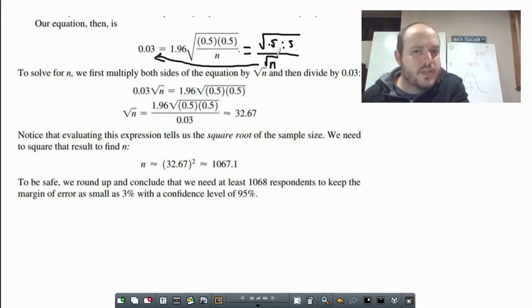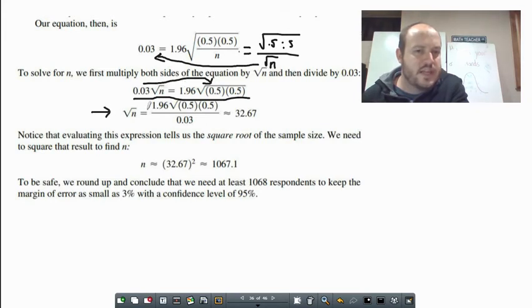So they multiply square root n by both sides, it cancels it out over here, and you end up with what they have in this step right here, which is the 0.03 times the square root of n equals 1.96 times the square root of 0.5 times 0.5. They go ahead and finish it off by dividing this 0.03 to the other side. So that's what you see in this step right here.